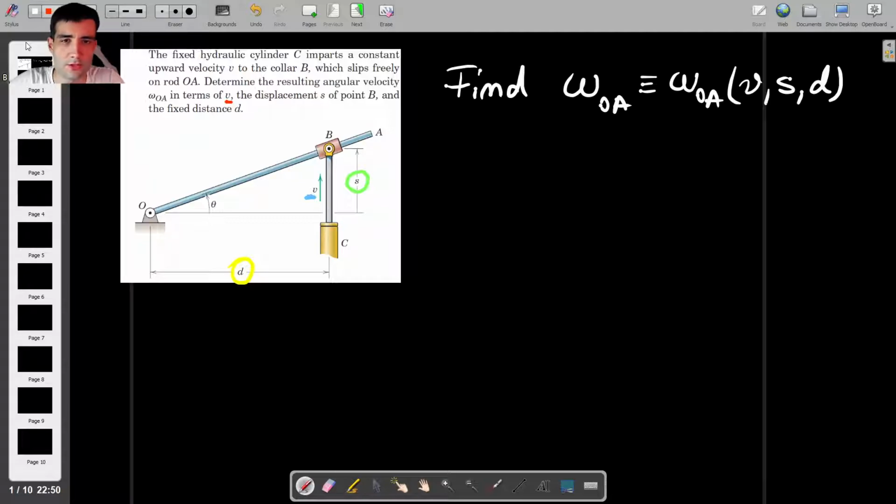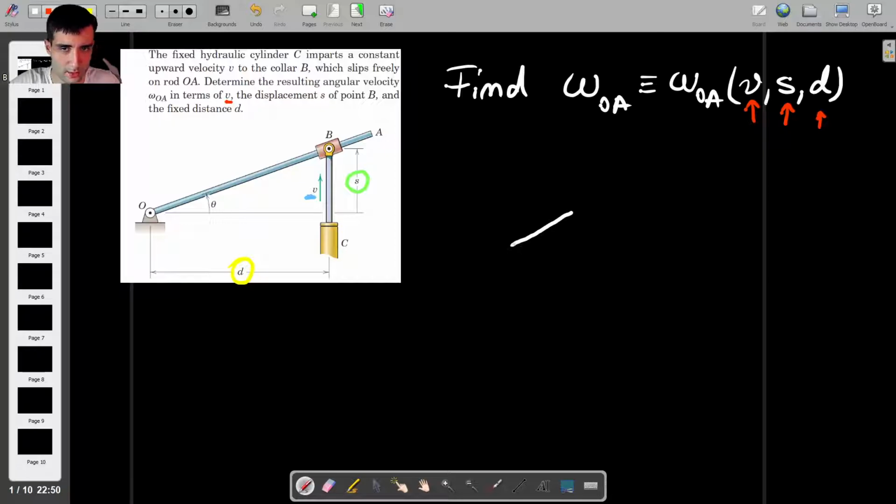Now, the question is, what is the angular velocity of rod OA as a function of the velocity V, the vertical distance S, and the horizontal distance D? And let's try to do this without Euler's equations this time. Let's try to think things through a bit. So we know that collar B has purely a vertical velocity. So this is what we have.